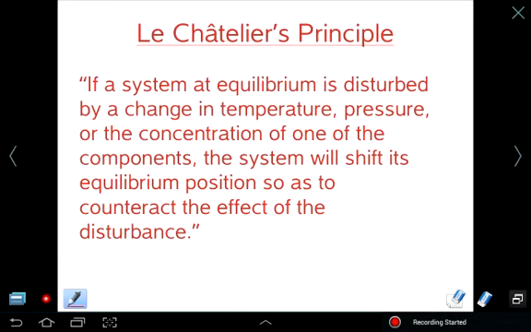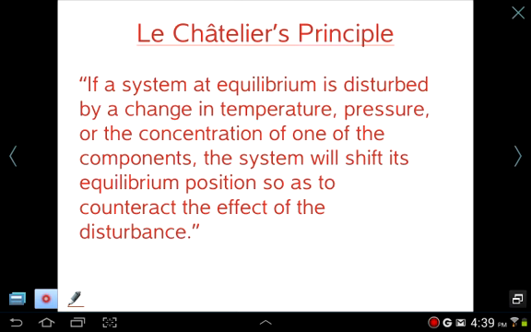Chapter 15, Lesson 5. This will be the last lesson of Chapter 15, and in this chapter we've been talking about equilibrium, and we've done some calculations using the equilibrium constant. Here we'll talk about some qualitative effects, and this technically will be shifting equilibrium, whether to the products or to the reactant side. And this is given to us famously by what's called Le Chatelier's principle.